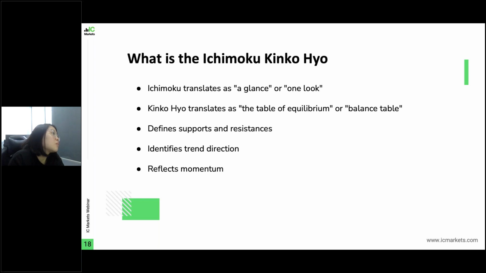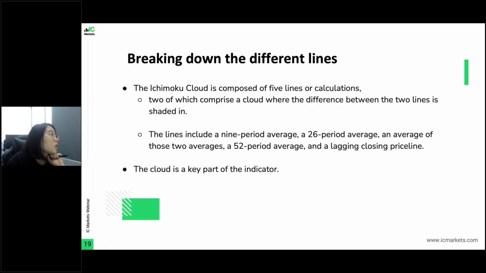So what is Ichimoku? Ichimoku is basically like a glance at one look. It means the table of equilibrium or balance table. It defines support and resistance and identifies trend direction, so it reflects momentum. Breaking down the different lines, the Ichimoku cloud is composed of five lines of calculation, two of which comprise a cloud, where the difference between the two lines is shaded in.